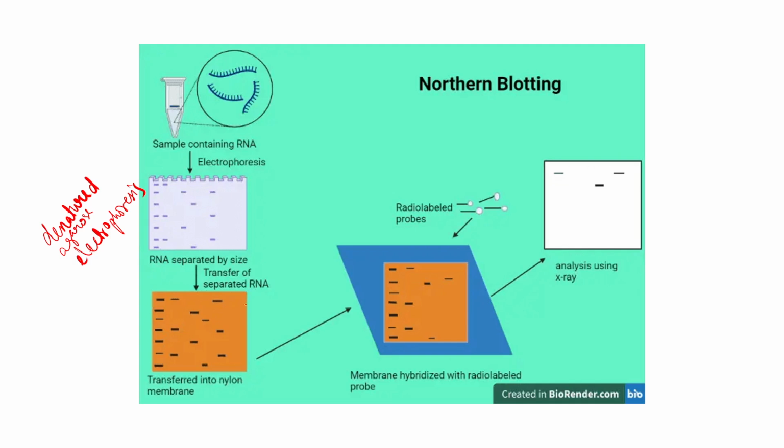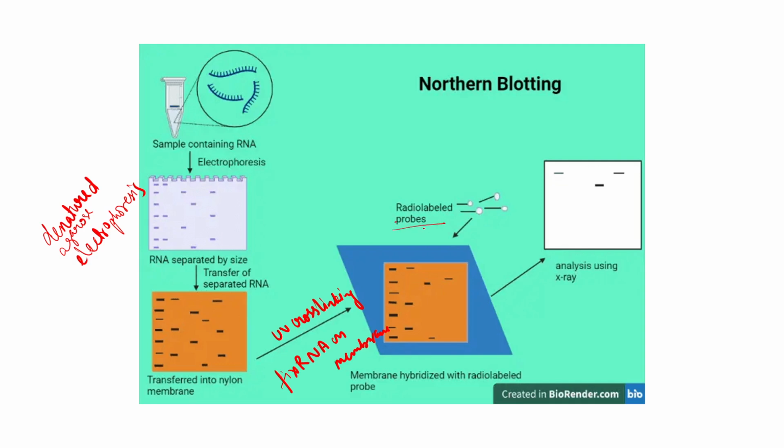So after the separation, the bands are transferred on the nylon membrane, as I have explained previously. Then this is used for hybridization. So between this step, we do UV cross-linking. That is basically done to fix the RNA onto the membrane. Okay, fix the RNA on the membrane. We do UV cross-linking. So after that, we then add the radio-labeled probe.